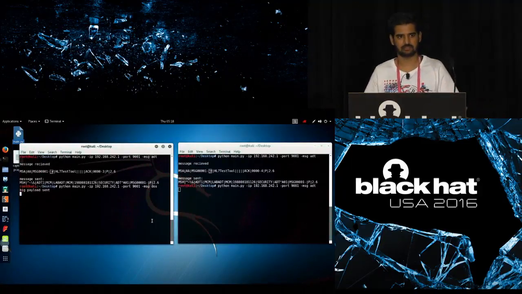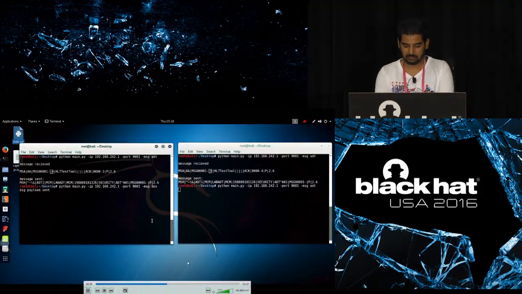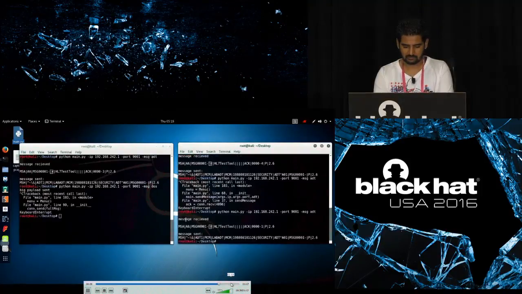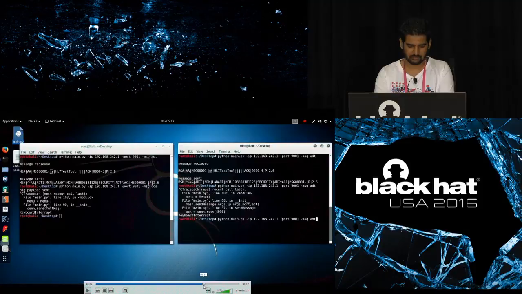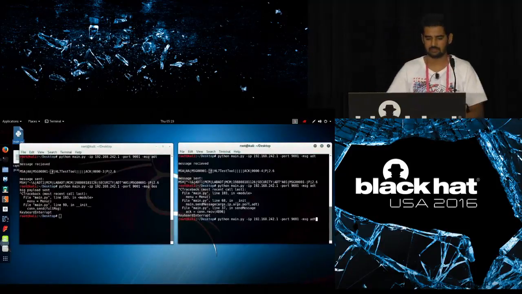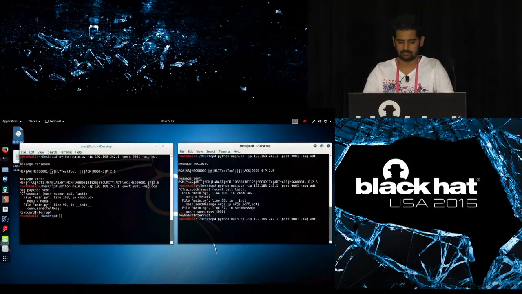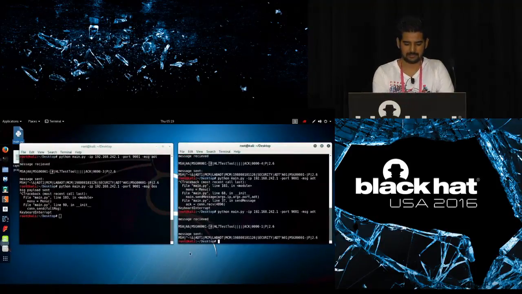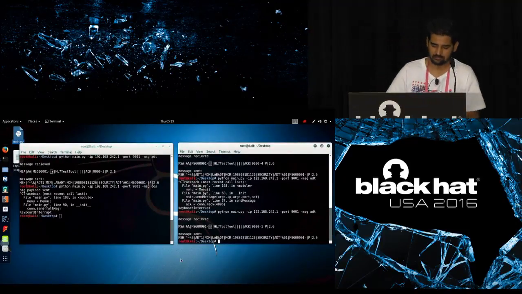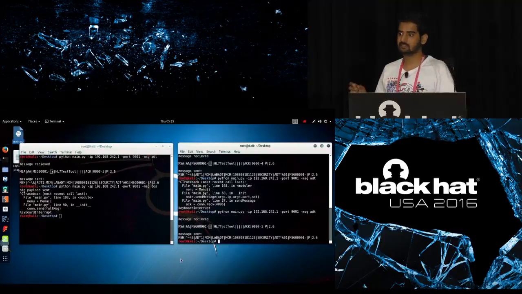And so this is how you do a DOS. Ultimately, if you see over here, I stop the DOS on this, and I send the ADT message again. All right, and it starts working. But this is an emulator.